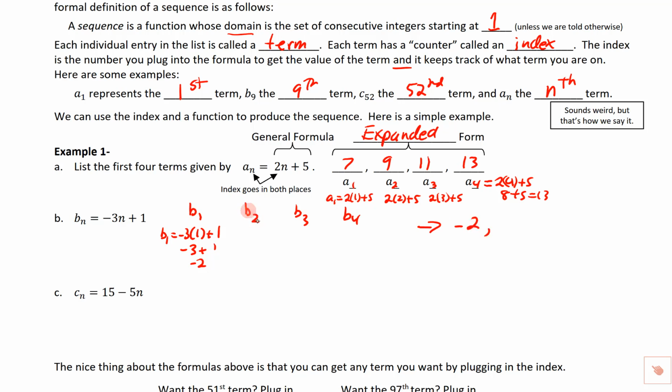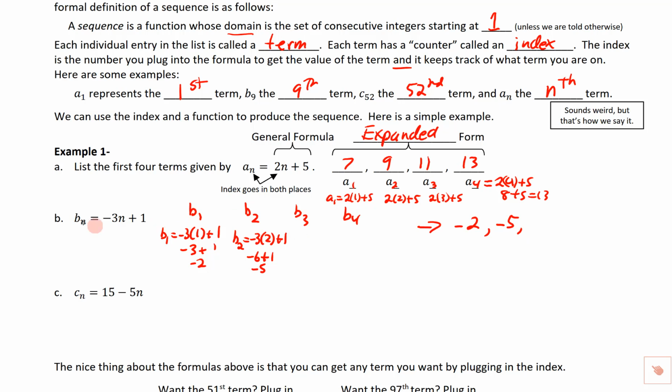And now we're going to figure out what b2 is. So the index is 2, so I put a 2 right here and a 2 right here. So b sub 2 is equal to negative 3 times 2 plus 1. Negative 3 times 2 is negative 6 plus 1, so that's going to be negative 5. So I'm going to put a negative 5 right here. Put another comma, and then we're going to figure out this one.